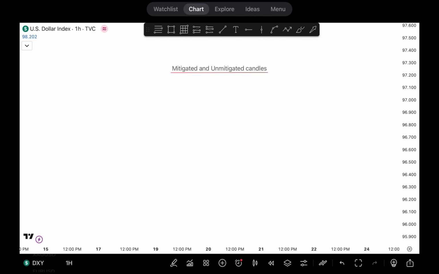So, mitigated and unmitigated candles. When we say a candle is mitigated, it means that candle itself is not fresh. That is, price has returned back into that candle, has probably tested it multiple times, right? And when we say a candle is unmitigated, it means that particular candle is fresh. Price has not used that candle at all, so the candle is fresh.